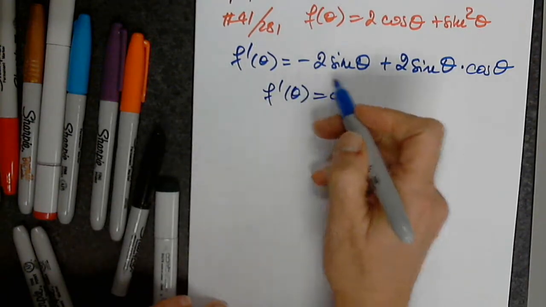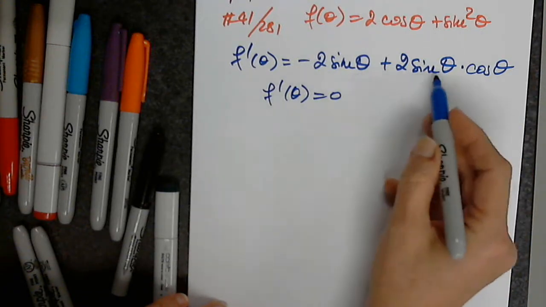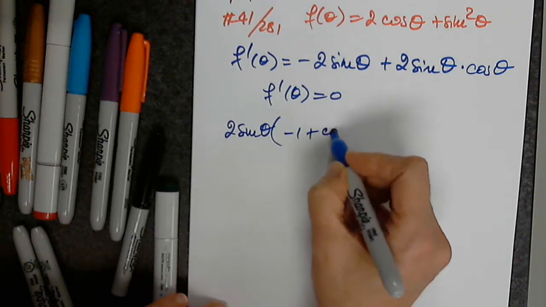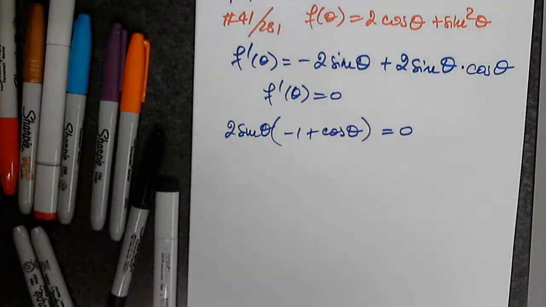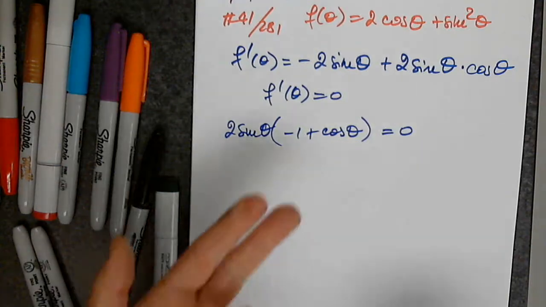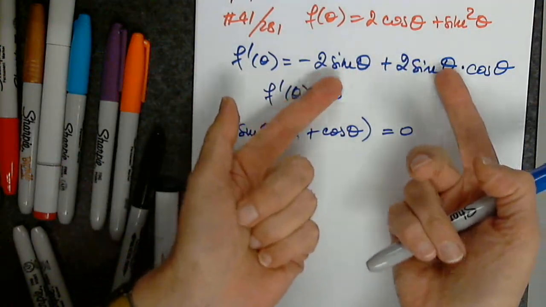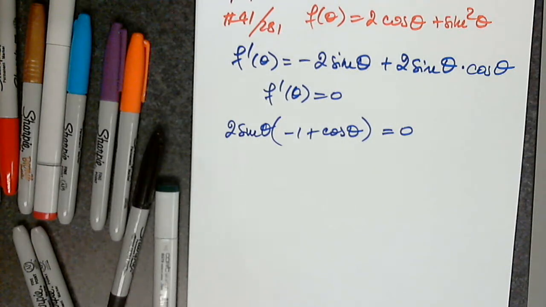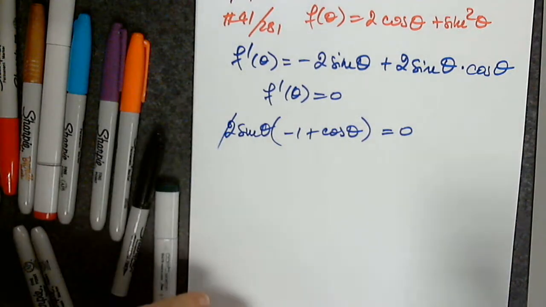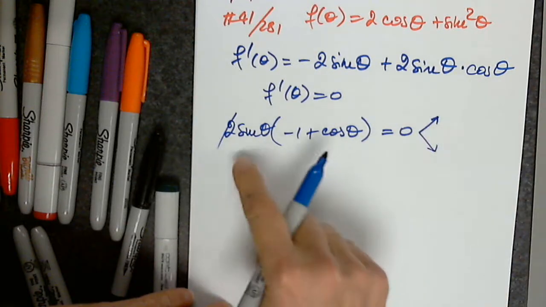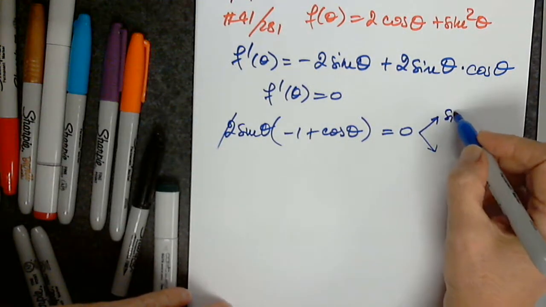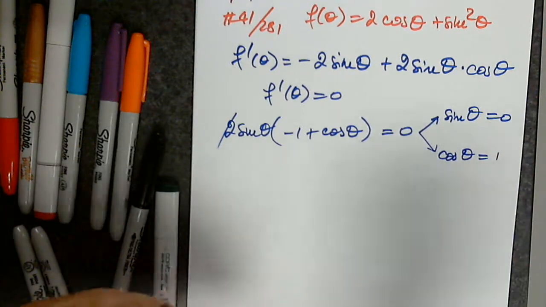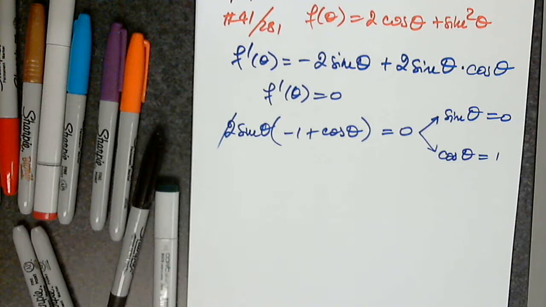Okay. So I have to set all this equal to 0, and I will factor out 2 sine theta. 2 sine theta times -1 plus cosine theta equals 0. Do we agree with this step? I have two terms. Both of them have 2 sine theta in common. I pulled it out. I have -1 plus cosine. Correct? Okay. 2 cannot be 0, but there are two possibilities for this to be 0. Either sine theta is 0 or cosine theta is 1. Is this acceptable?